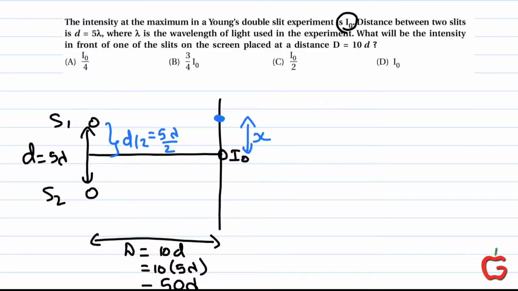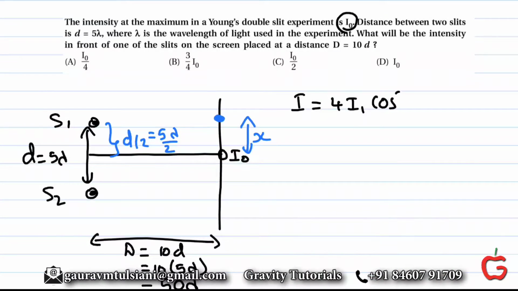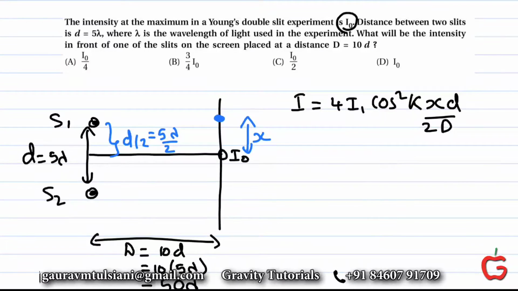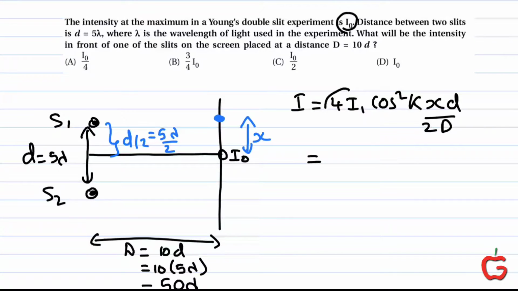The formula for intensity: I is 4I1, where I1 is the intensity through the slits, cos square of k x d by 2D. So let's put in the values. The maximum intensity is 4I1, which is given to be I0. So we have I0 cos square.